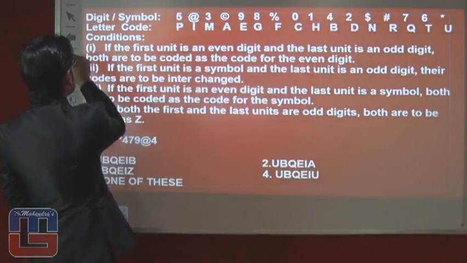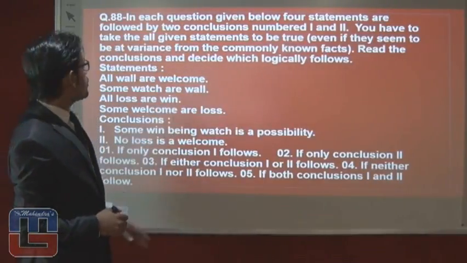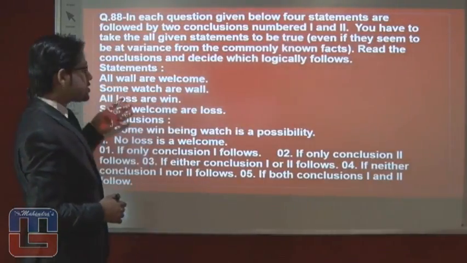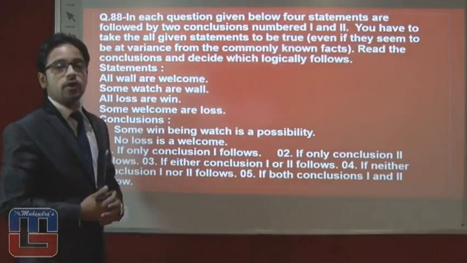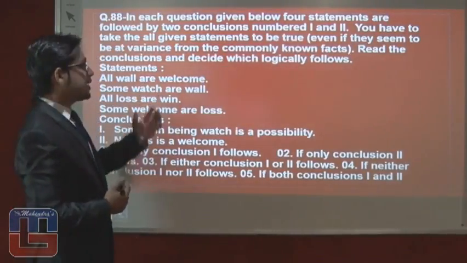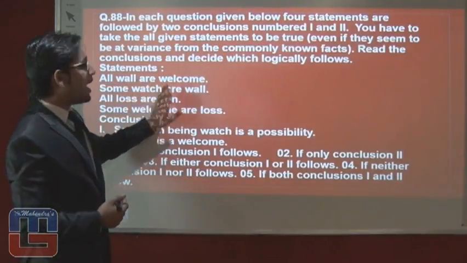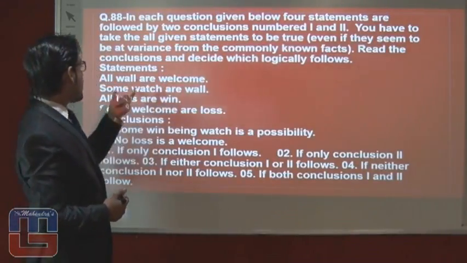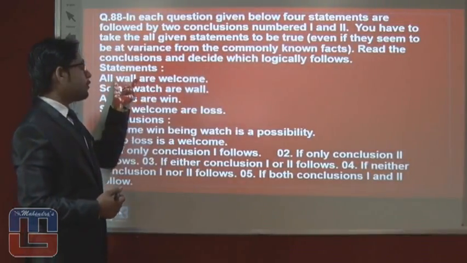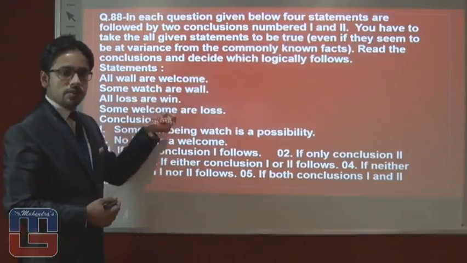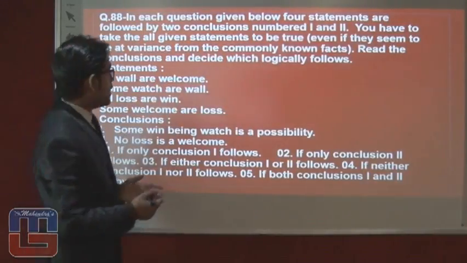Let's move towards the next question, which is based on syllogism. In this question you can see here, four statements are followed by two conclusions. You have to decide which of the following conclusions is true on the basis of the given information. The first statement is written, all walls are welcome. Whenever you find an 'all' type of statement, the first word written in the statement goes in a small circle, and the second word goes in a big circle.